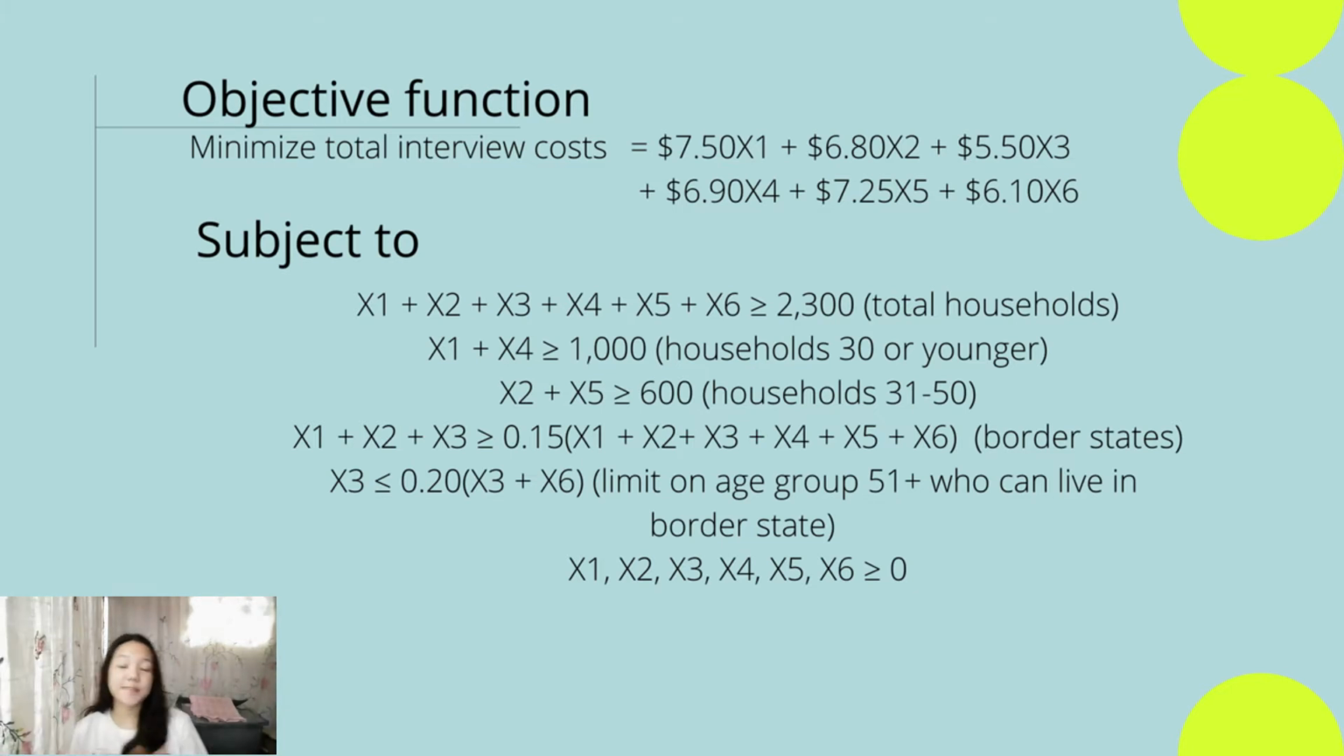survey in a specific number of ages and regions where they belong. Represented by 7.50 x sub 1 plus 6.80 times x sub 2 up to 6.10 x sub 6, and it has these specific constraints also. So given na dito yung mga constraints.